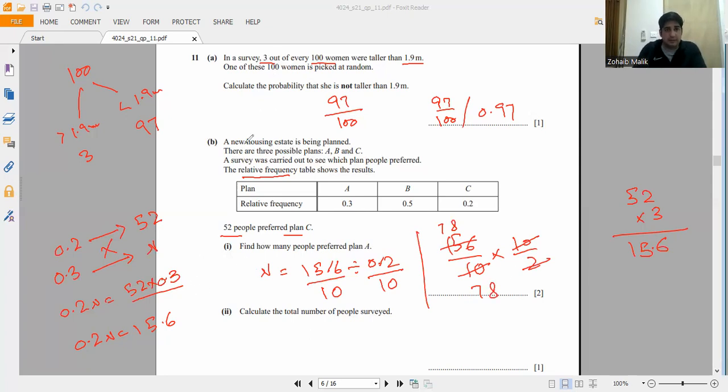And similarly, calculate the total number of people surveyed. अब हमारे पास इस तरह से अगर C के people जो हैं वो 52 हैं, और अभी हमने A के फाइंड किए हैं वो हैं जी हमारे पास कितने? 78. अब इसी तरह से हम अगर B के फाइंड कर लें 0.5, so which means half of the quantity.